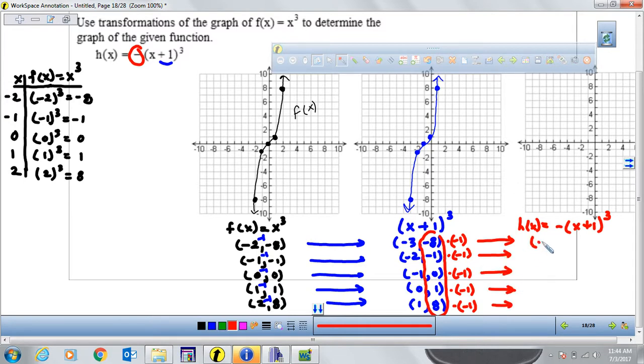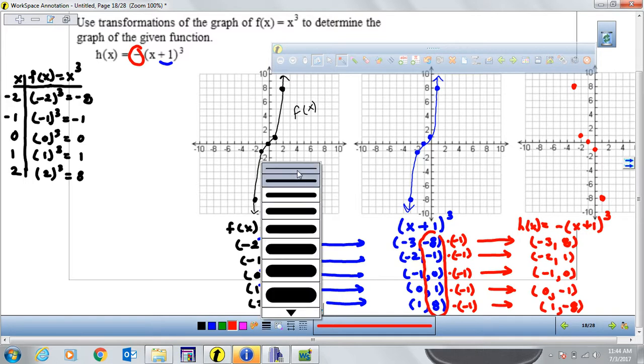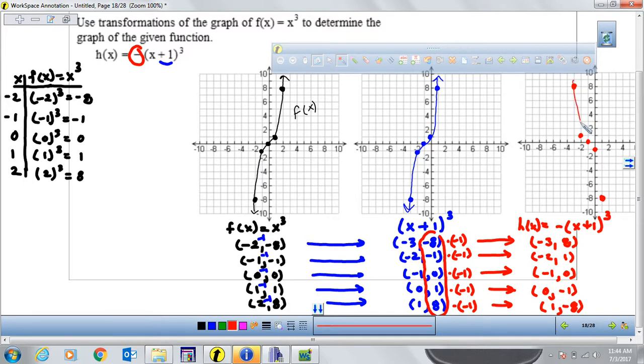So my new points are going to be -3, +8. Then -2, +1. Then -1, 0, that one stays the same. 0, -1. And 1, -8. So if you look at the new points, -3, 8, it's going to be up here. -2, 1. -1, 0. 0, -1. And then 1, -8. And that would be the graph of h of x that we were looking for.